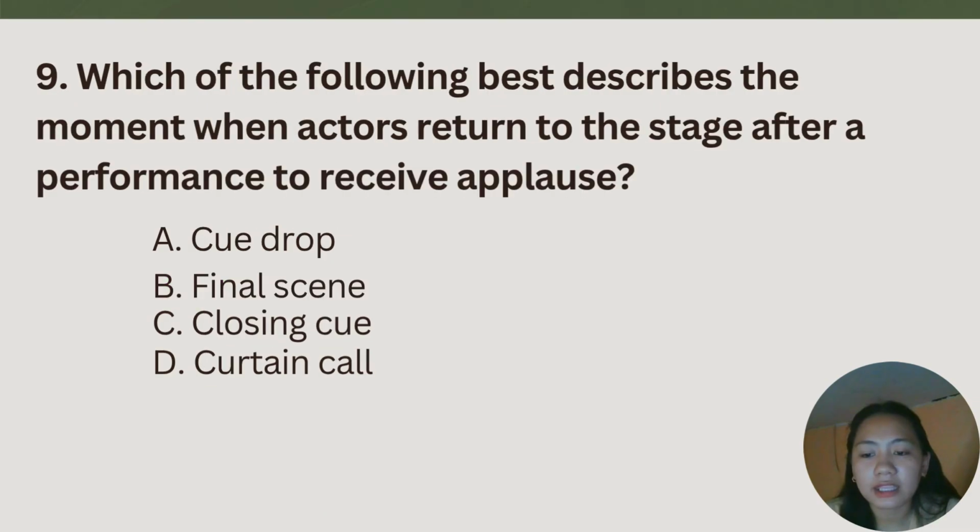Okay, next item number 9. Which of the following describes the moment when the actors return to the stage after a performance to receive applause? Again, which of the following describes the moment when actors return to the stage after a performance to receive applause? A. Curtain drop, B. Final scene, C. Closing cue, or D. Curtain call. You have 5 seconds to answer.